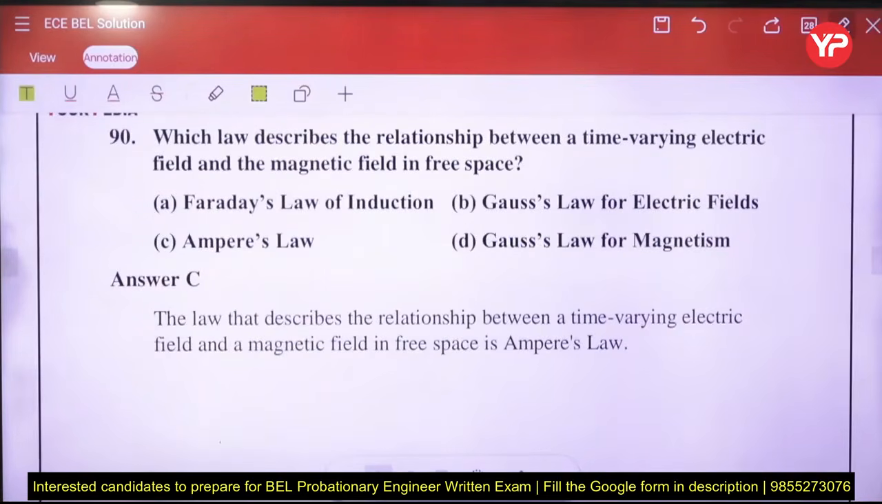Which law describes the relationship between time varying electric field and magnetic field in free space? That will be Ampere's law.